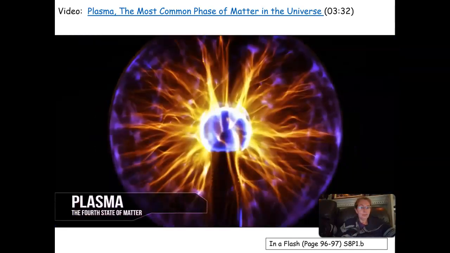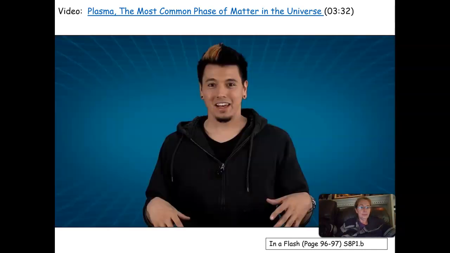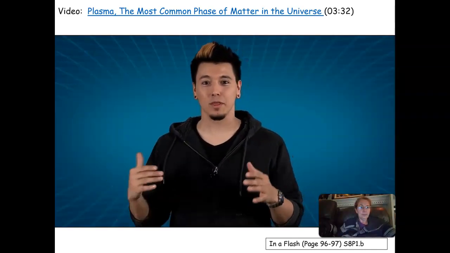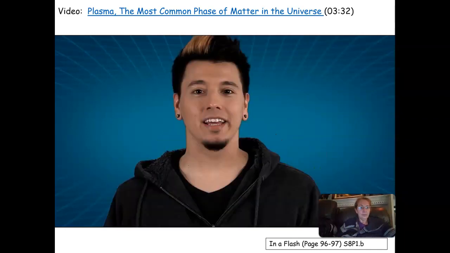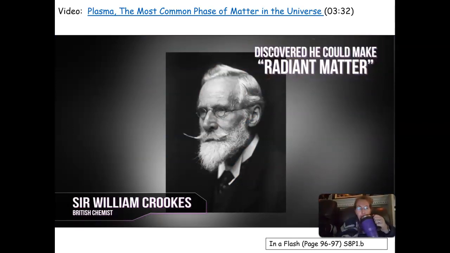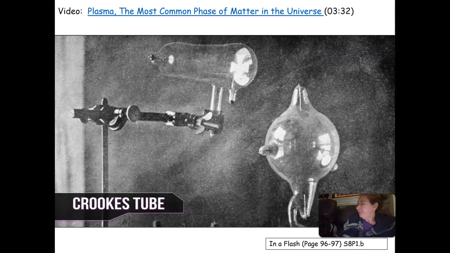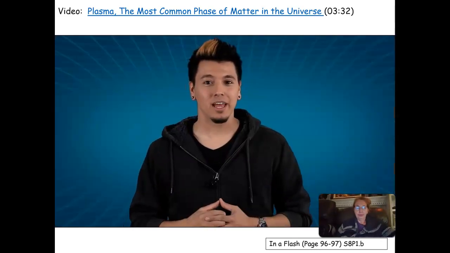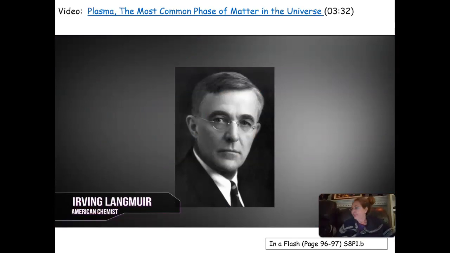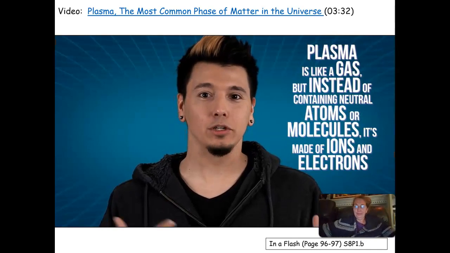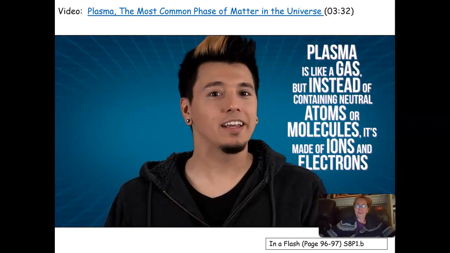Plasma is the fourth state of matter, after solid, liquid, and gas. And even though it makes up 99% of the visible universe, we didn't know plasma was a thing until the late 19th century. In 1879, Sir William Crookes, a British chemist, first discovered that he could make what he called radiant matter using a glass container with 2 electrodes in it, which he used to ionize the gas inside. This matter was later called plasma by American chemist Irving Langmuir in 1928 because he decided that it looked like blood plasma.